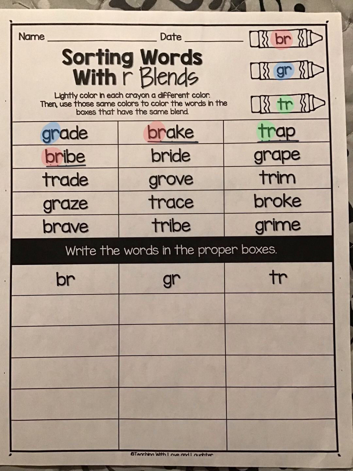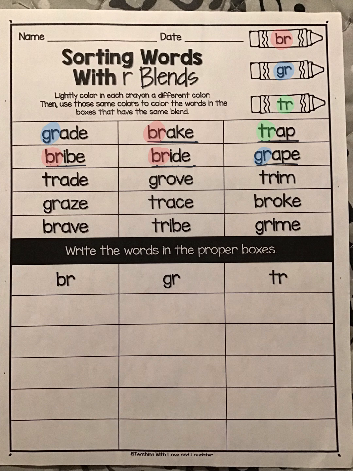Next word is bride. B-R-ide. Bride. Bride has the BR initial blend, so I'm going to color it red. Next word, grape. G-R-ape. Grape. Grape has a GR initial blend, so I'm going to color it blue.